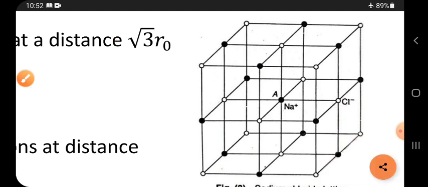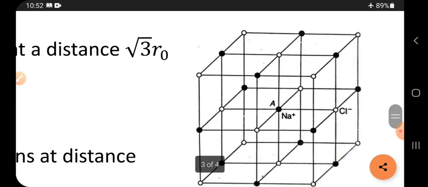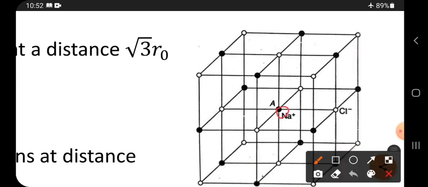Once again, see here, imagination is important here. And see here, from this point, from this sodium only, the sodium to chlorine distance. Now which is better? It is better to take this one, so this distance.